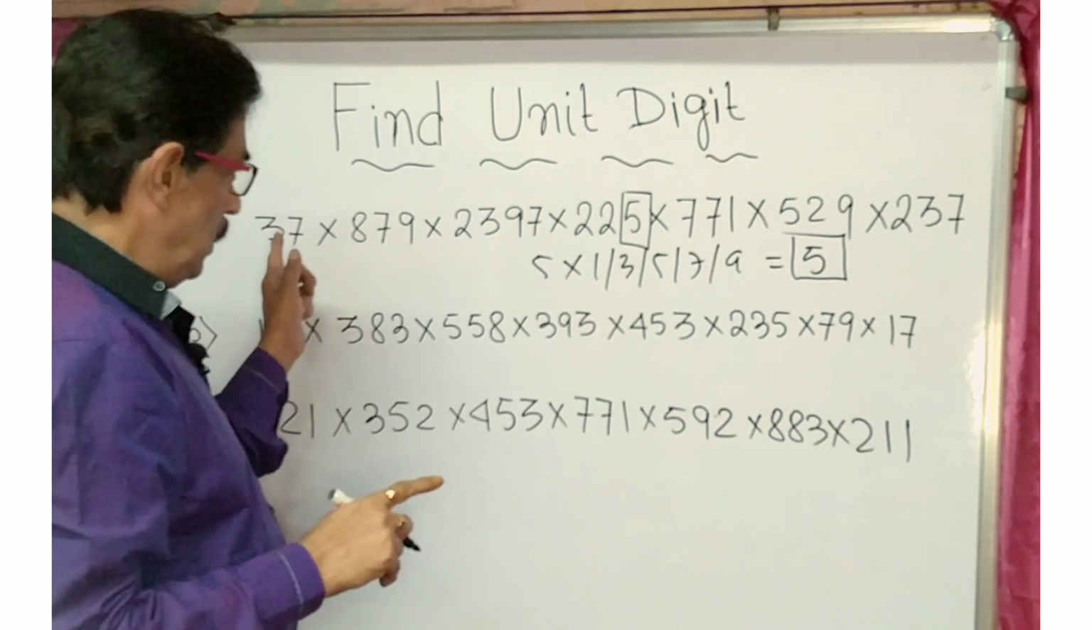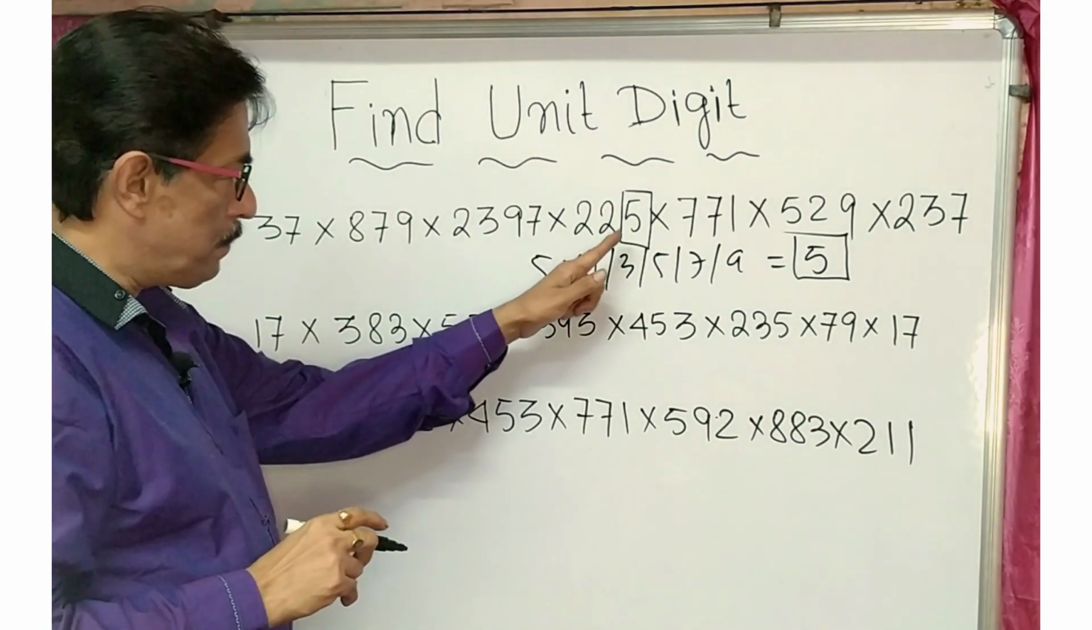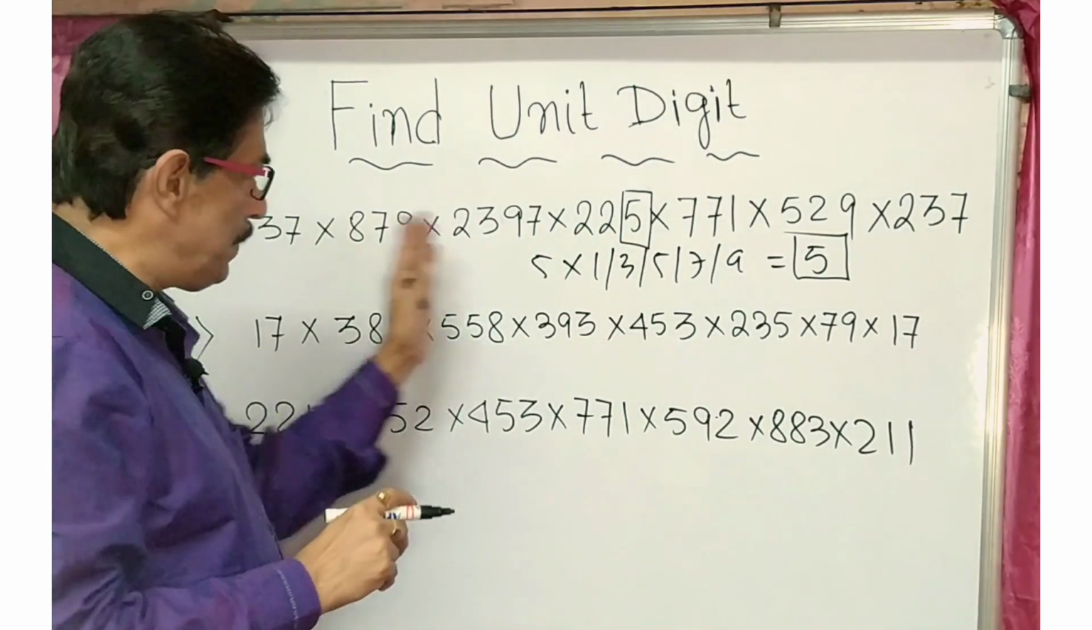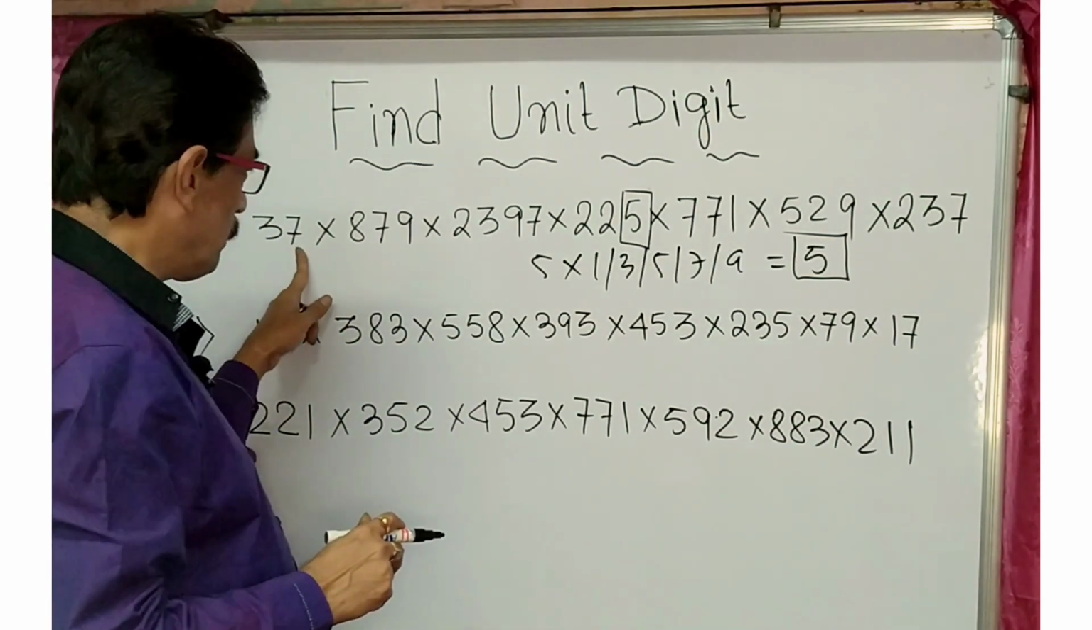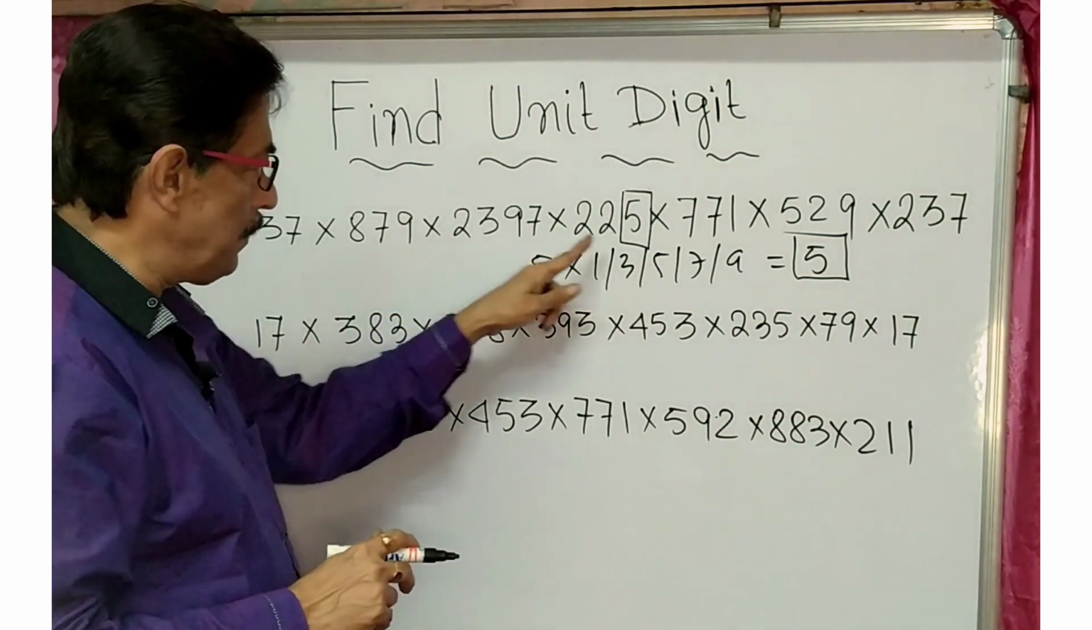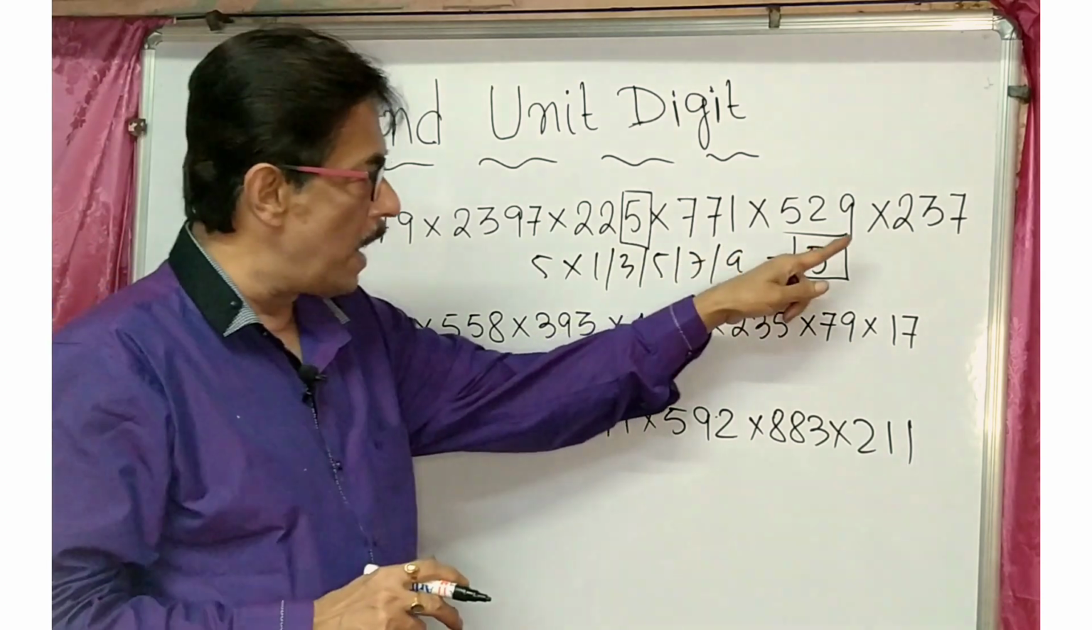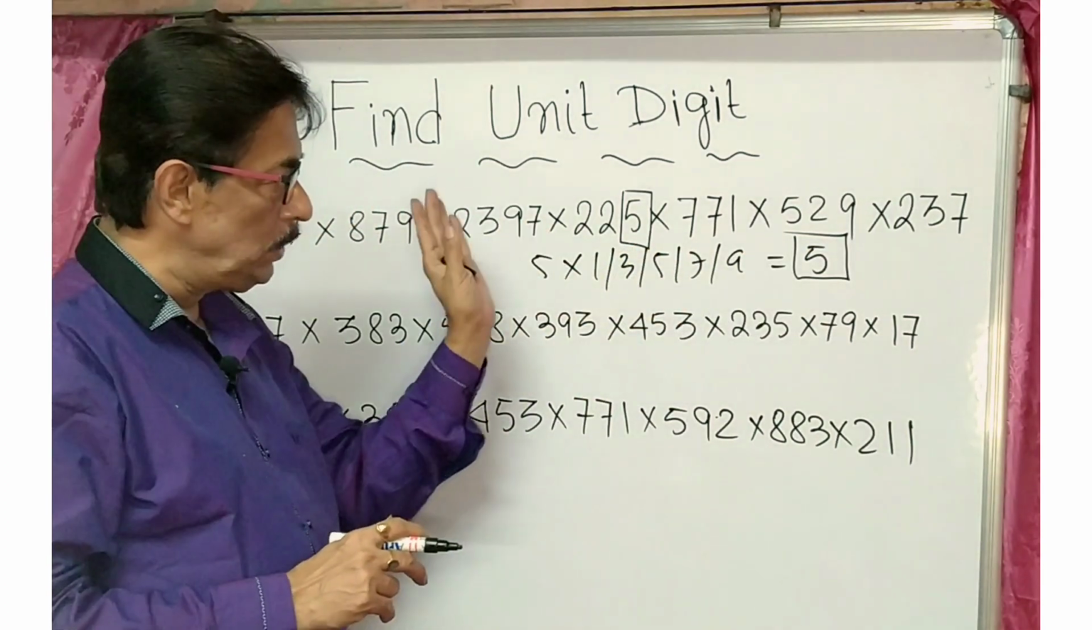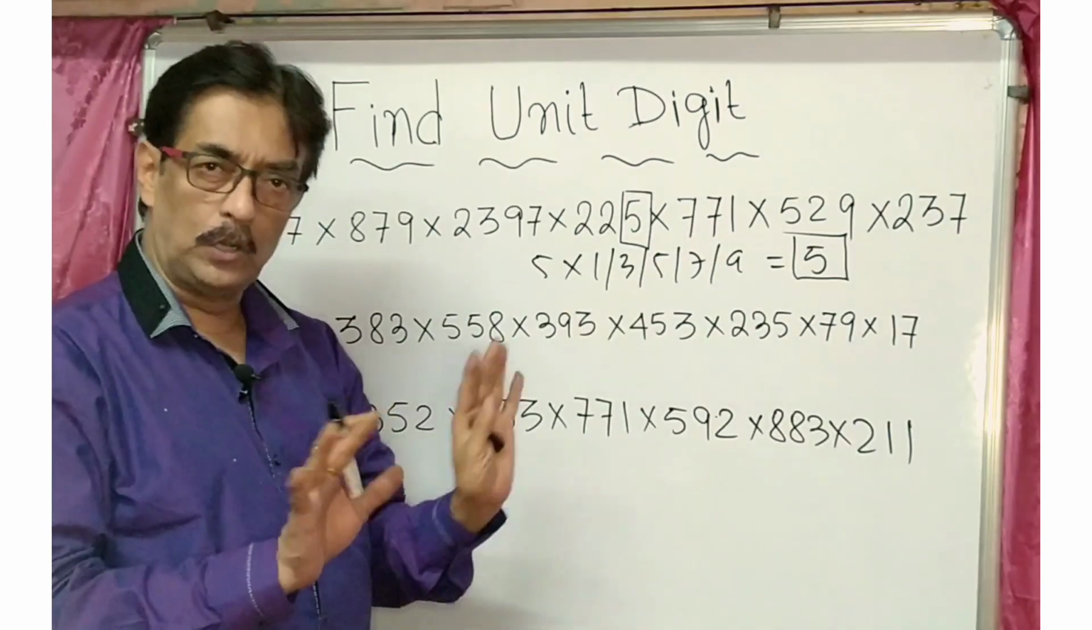Again, we have to observe whether 5 is present on the right side of each and every number or not. This is not 5, this is not 5, this is not 5, these are 5. So all other numbers are odd numbers. 5 into any odd number is always equal to 5.